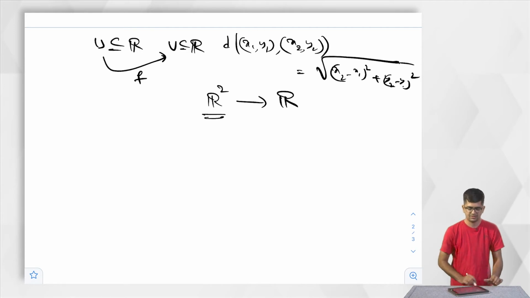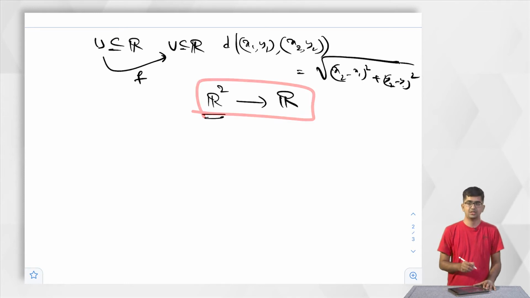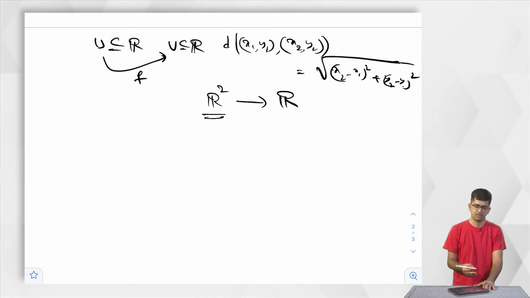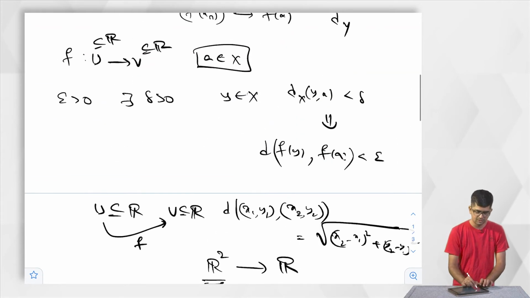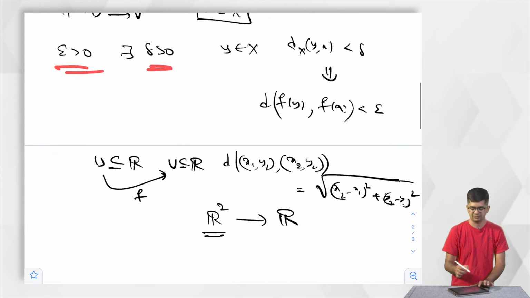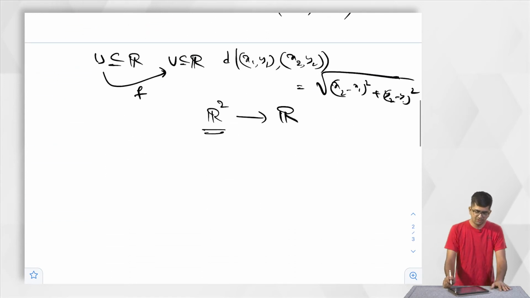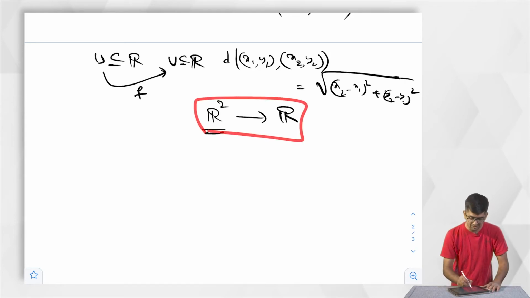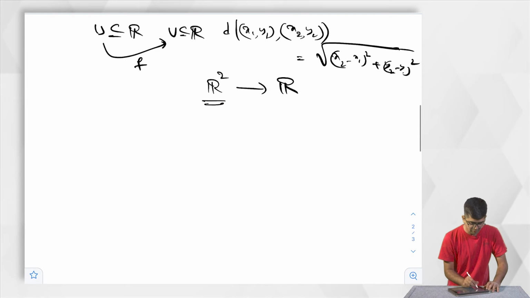This is the metric that we are considering. Now one can ask, what kind of functions from R2 to R can be considered as continuous functions with any of this description, epsilon delta or the sequence version. So before proceeding to anything, one obvious thing to check is, there are some obvious maps from R2 to R. What are those? Consider the projection map.